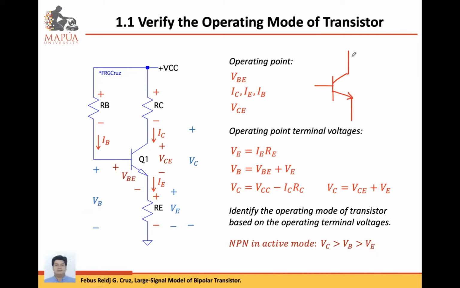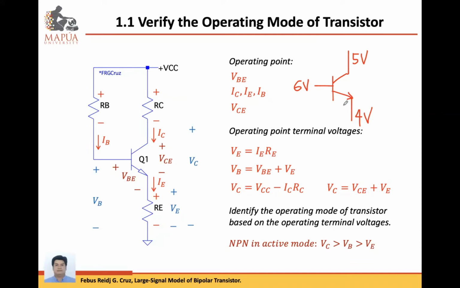If, for example, collector voltage is 5 volts, and then base voltage, let's say, is 6 volts, and then emitter voltage, let's say, is 4 volts. Given these terminal voltages, what is the operating mode of the transistor? Alright, sir, paano i-analyze yun?